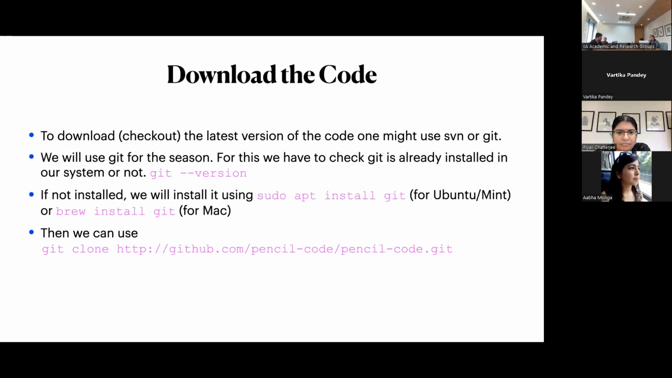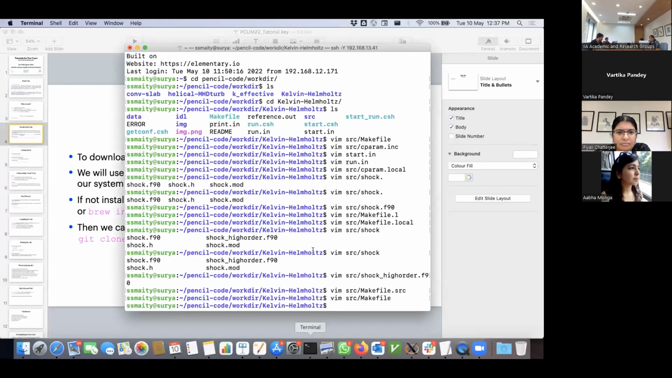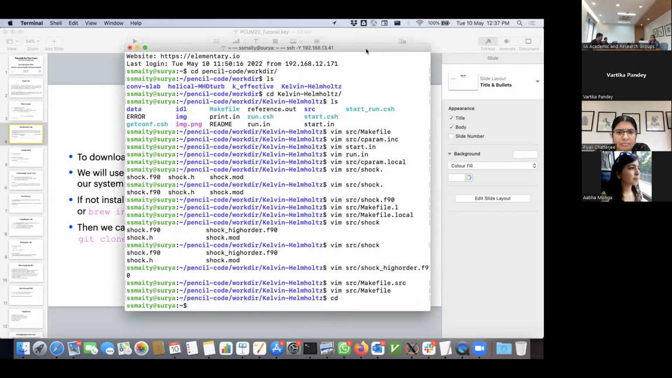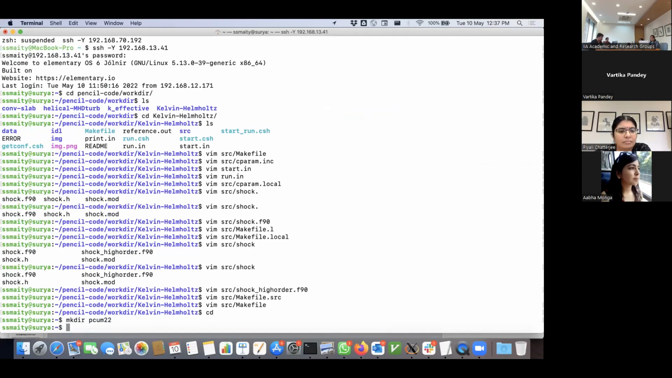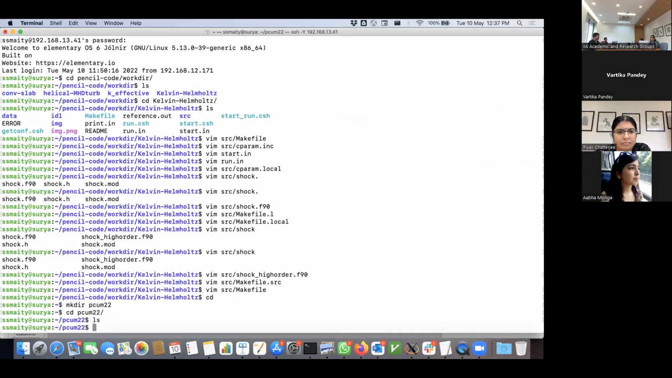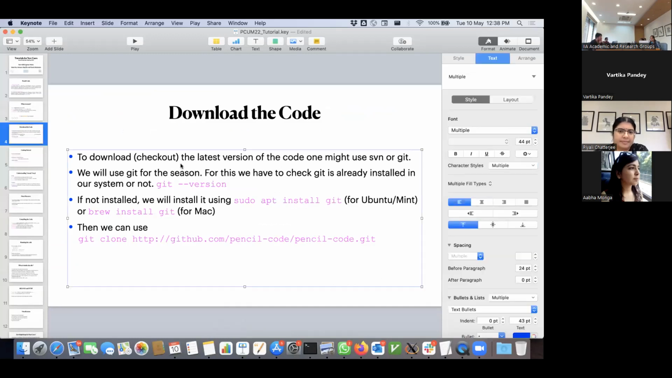So I am closing this presentation and sharing the terminal. I have the Pencil Code already installed, so I am making a new directory, PCUM22, and then going to that directory. This directory is empty. If we check the procedure to download the latest version of the code, one might use SVN or Git, but for this session I will use Git.